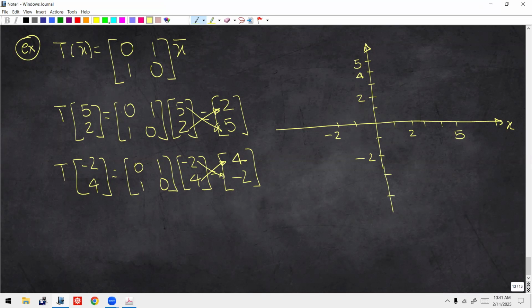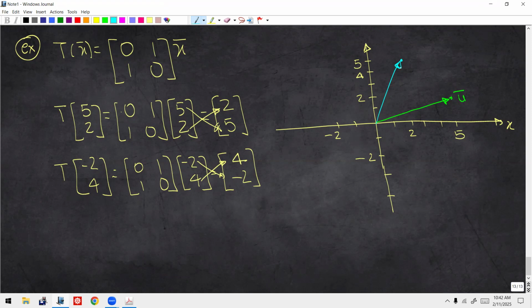Okay, so let's start with the first one. What does the first one become? It's 5, 2. This is 5 and 2. So what happens to this vector? Well, this is u. What happens to u? It becomes 2, 5. So that's what transforms: 5, 2 becomes 2, 5.